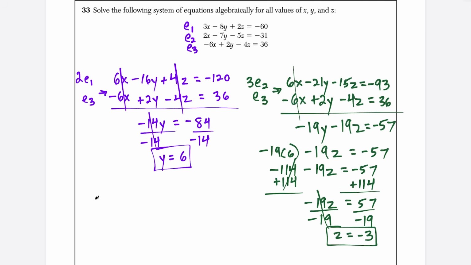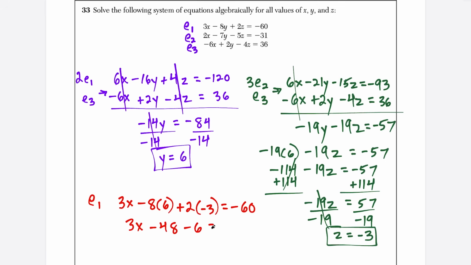So let's say I take equation 1. So equation 1, now I'm going to plug in, I have 3x, and then I have minus 8 times y, which is equal to 6, and then I have plus 2 times z, which is equal to negative 3. And this is now equal to negative 60. So now I just solve this equation. So we have 3x, we have minus 48, minus 6 equals negative 60. And now this gives us 3x minus 54 equals negative 60.